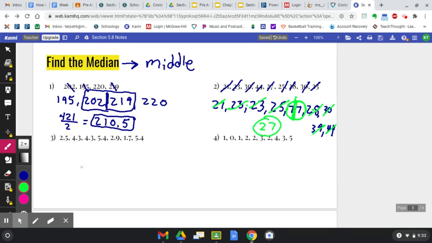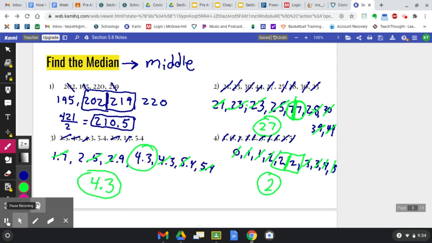I want you to again pause the video here and attempt to do number 3 and number 4, finding the median. All right, let's see how you did there.